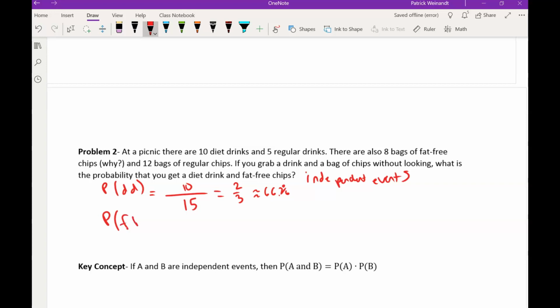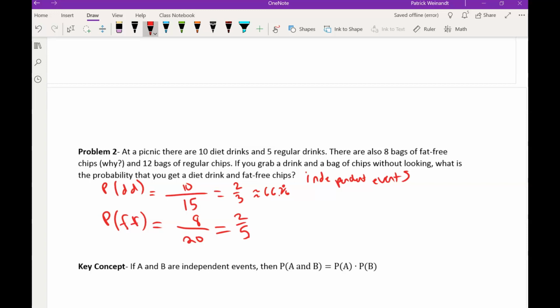Well, my probability of getting a fat-free chip is given by, well, how many total chips are there to choose from? And we have 8 fat-free, 12 regular. That makes a total of 20 chips. Of those 20 chips, 8 are fat-free. So my probability of randomly choosing just the fat-free chip is 8 over 20. That's going to be the same as, well, you can divide both of these by 4, and you will get 2/5.